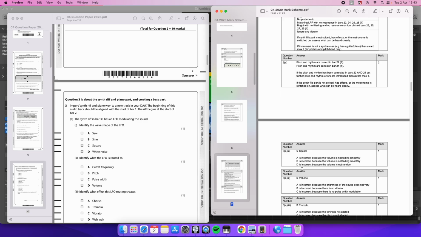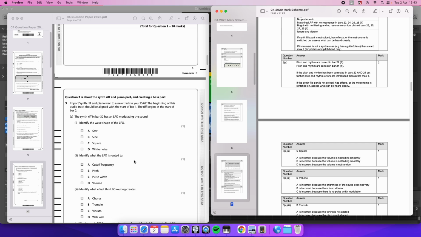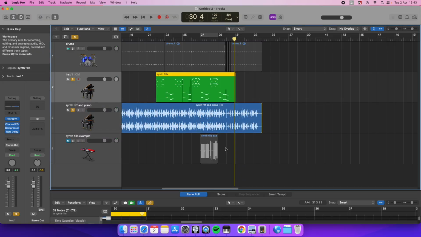Aha. There you go. It's not a saw. It's not a sine. The white noise would be random. So yeah, it's not fading smoothly. It's very on-off. What's the LFO routed to? Well, volume. It sounds like a tremolo, so it's not a cutoff frequency. It's not doing pitch or anything like that. It's volume. We can hear the volume cutting in and out there.